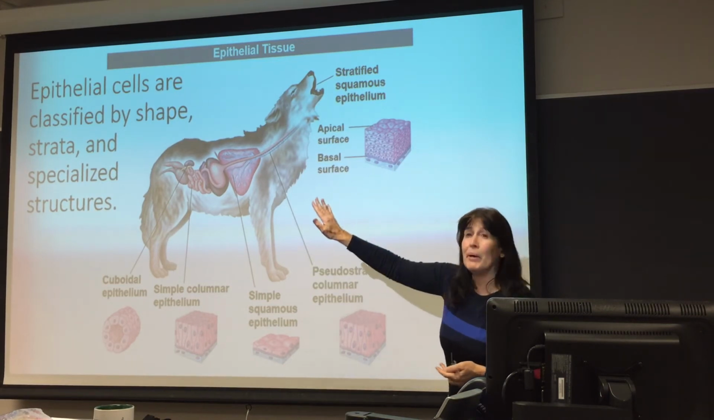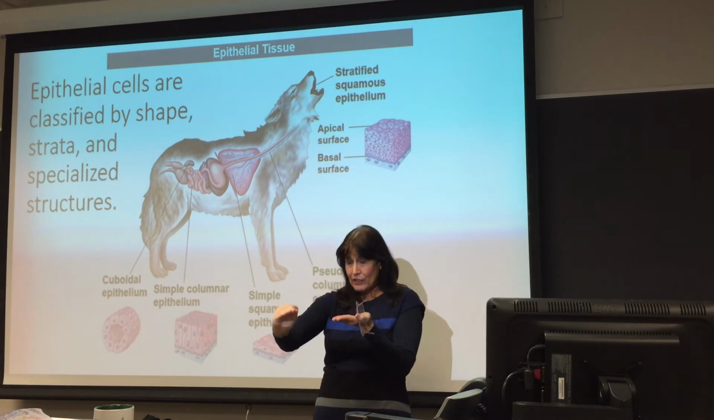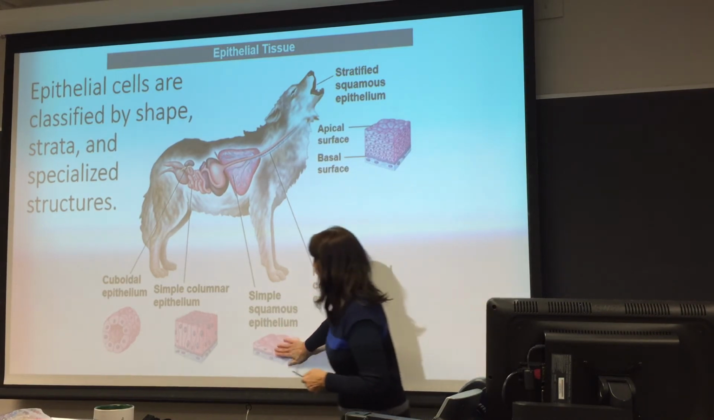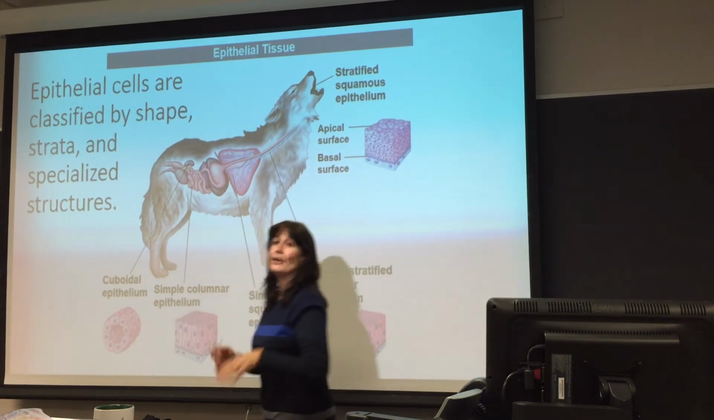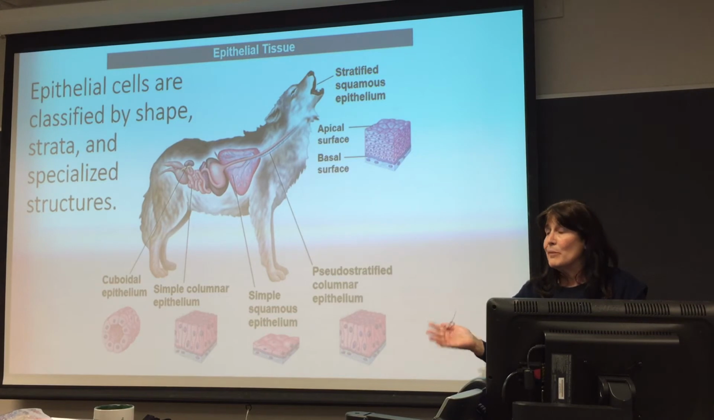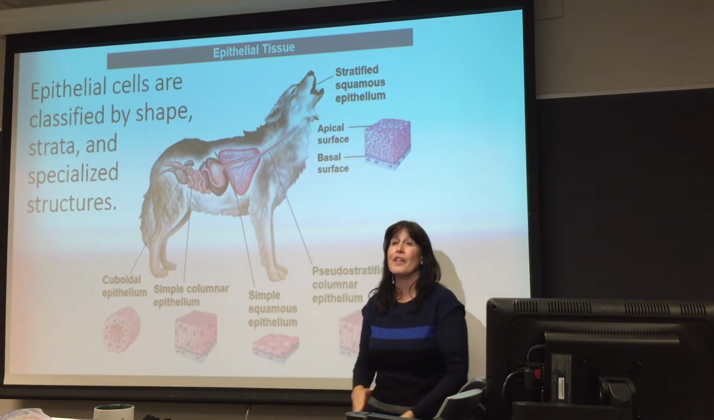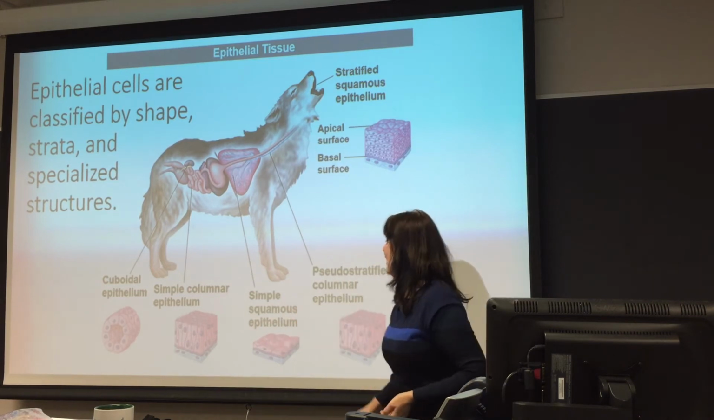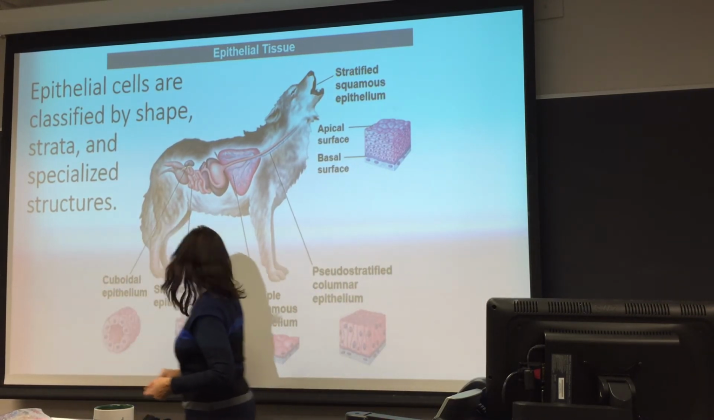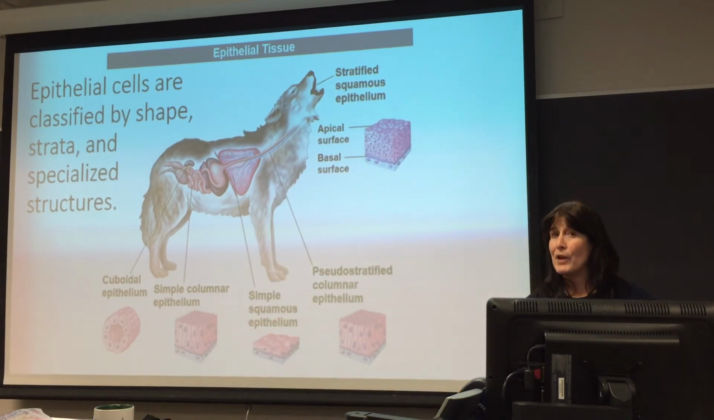They're named by their shape, their strata, meaning if they're single layers or if they're multiple layers. So if they're single layers, like this and this and this, that's going to be simple. And then the next word of that is simple what? Simple shape. And so is it simple squashed? So that would be simple squamous. Is it going to be simple cubes? That would be simple cuboidal. Or is it going to be long columns? And that would be simple columnar.